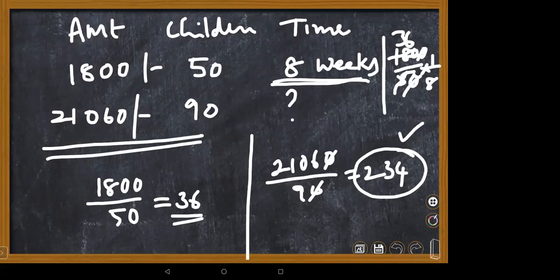29.25, ma'am. Now come on, children, please. This one we don't know. 36 by 8 equal to 234 by some x you have to take. Come on, find out the value of x. Ma'am, I did not get what you said. 36 by 8 equal to 234 by x.